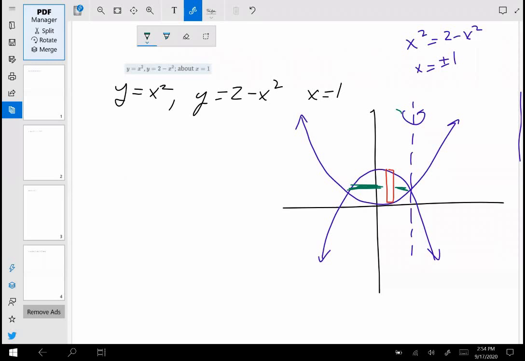Now, do I know that for a fact? No. Just my best guess. So that's what I'm going to start off with. So I'm going to use the cylindrical shells. Well, again, 2 pi r h, and then of course the width. Remember, the width is the dx.